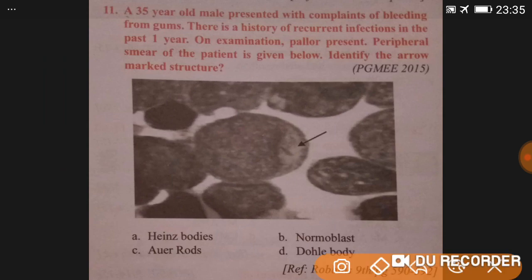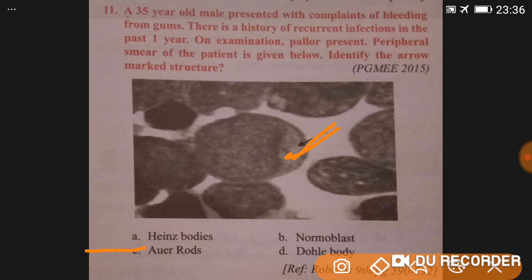A 35-year-old male presented with complaints of bleeding from gums. There is a history of recurrent infection in the past 1 year. On examination, pallor is present. Peripheral smear of the patient is given below. Identify the arrow marked here. What is it? See guys carefully. So hope till here it's clear for you.